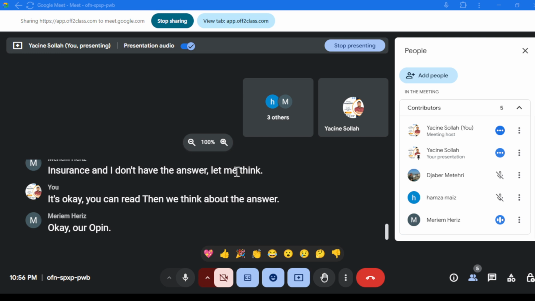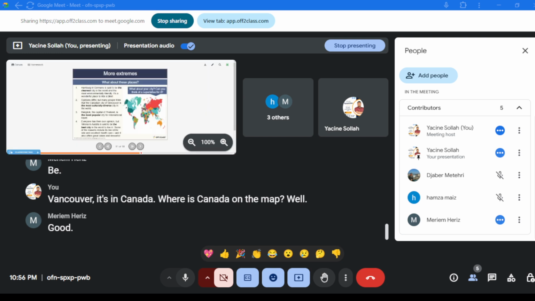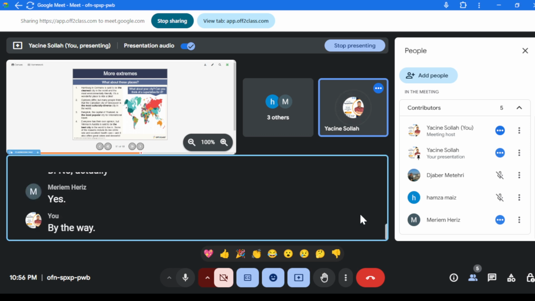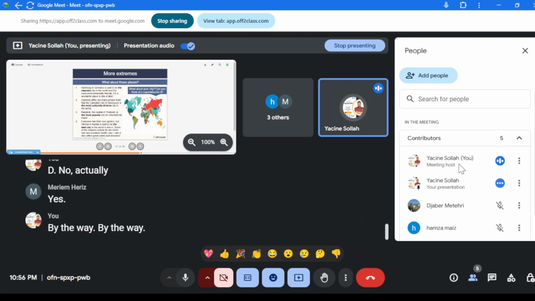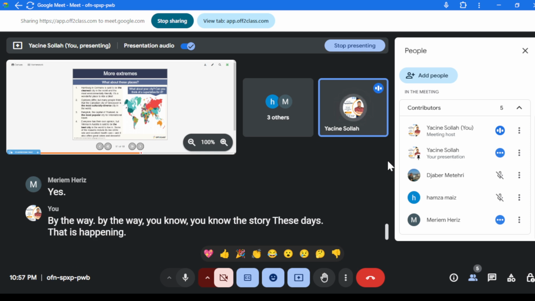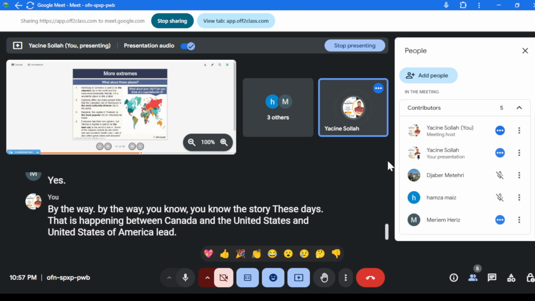The Canadian city of Vancouver. Vancouver, it's in Canada. Where is Canada on the map? D. No, D, no, actually. By the way, you know the story these days that is happening between Canada and the United States of America, led by Donald Trump, the crazy president.